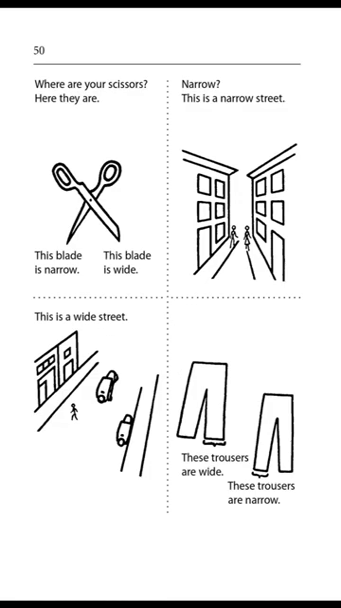Page 50. Where are your scissors? Here they are. This blade is narrow. This blade is wide. Narrow? This is a narrow street. This is a wide street. These trousers are wide. These trousers are narrow.